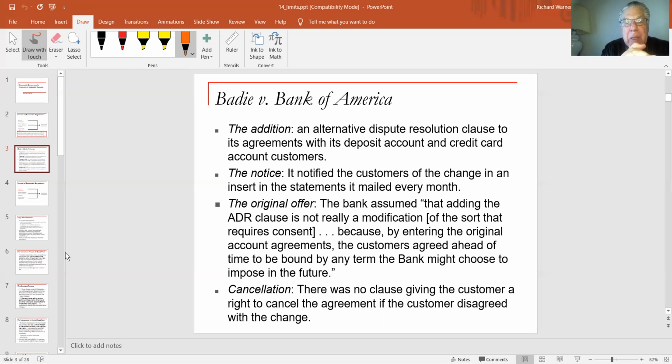So that's where Bank of America comes in when Beatty sues them. Beatty says you can't do this, right? It's interesting. I've never been able to find out why Beatty would sue.